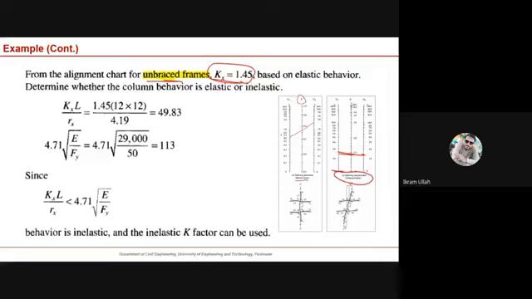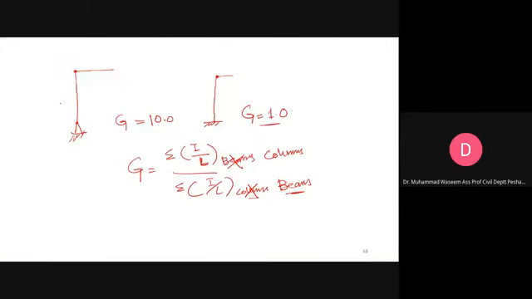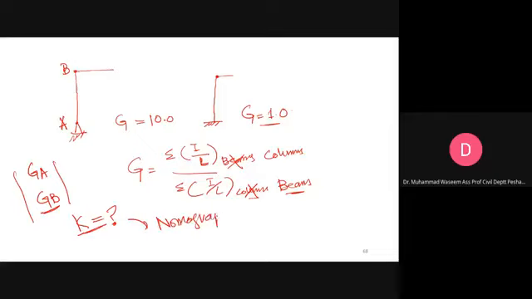Yes, sir. Okay, now remember this, this is A, this is B. So you have to compute GA and GB, and using these GA and GB values, you calculate K. K is unknown and you get it from the nomograph. And remember this approach is valid for elastic design, elastic design of columns.